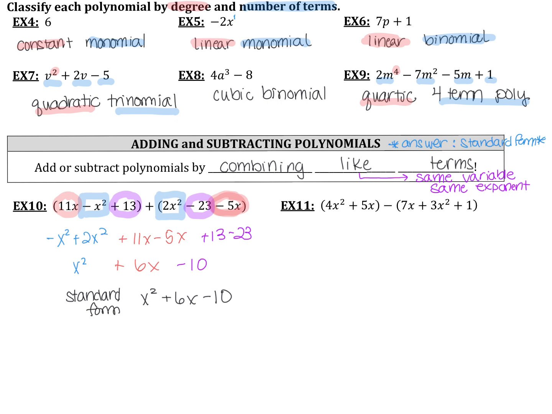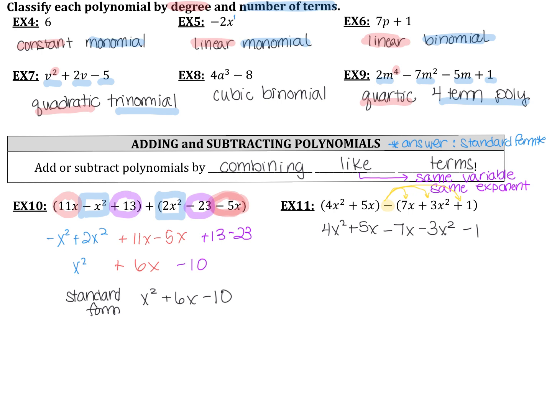All right, I'd like you to try example 11, but there is a trick on example 11. I'm going to caution you to be very careful about that negative sign. Remember, a negative sign needs to be distributed to everything in the parentheses. So maybe it helps you to write this out as 4x squared plus 5x minus 7x minus 3x squared minus 1. Now try. Combine like terms.